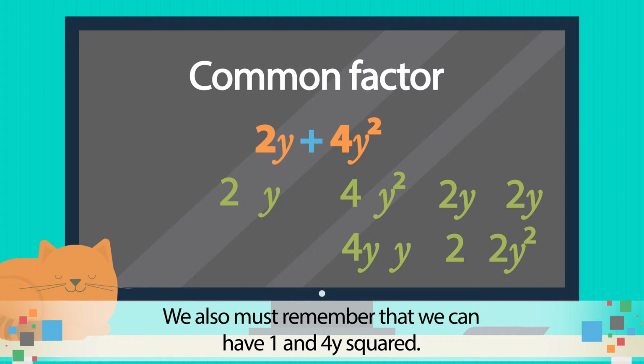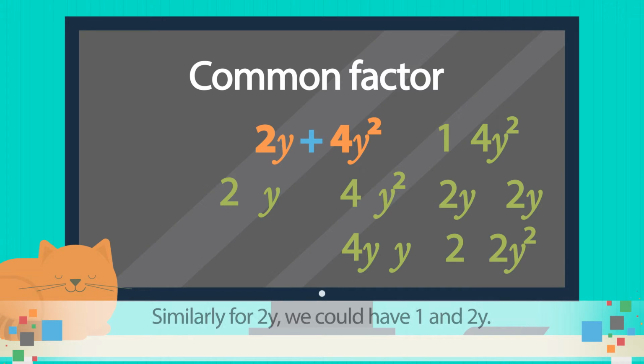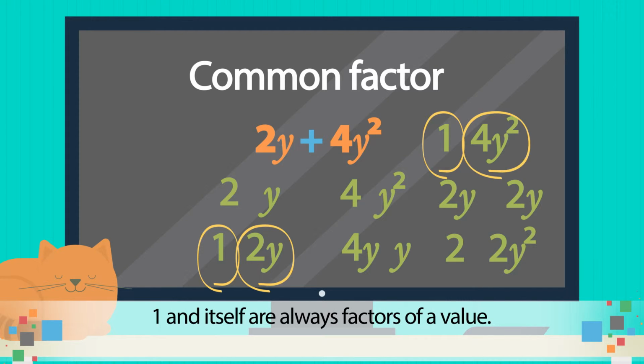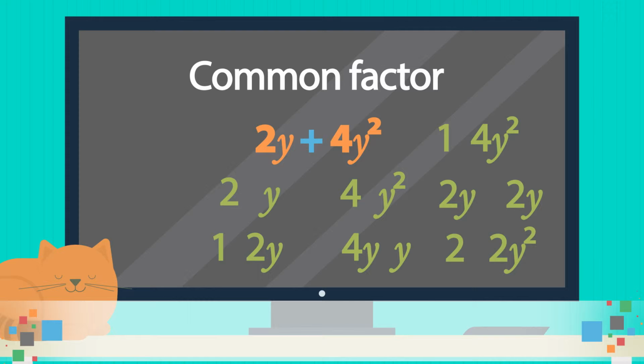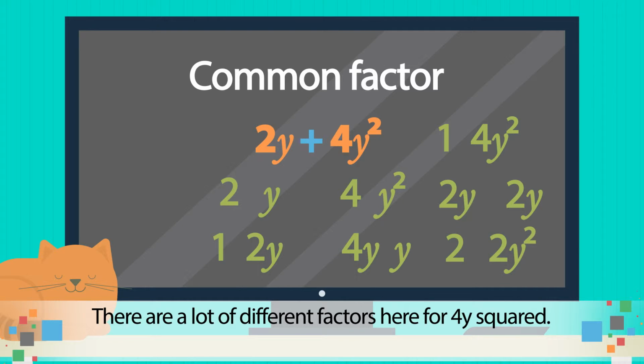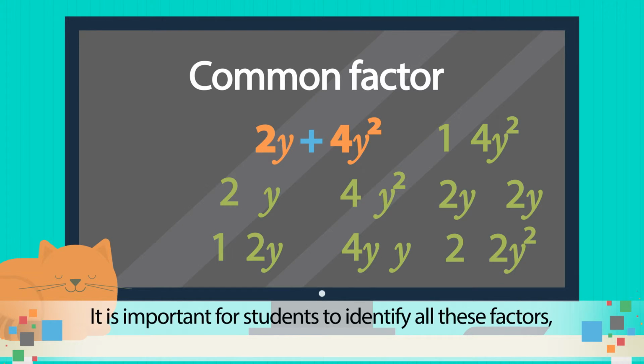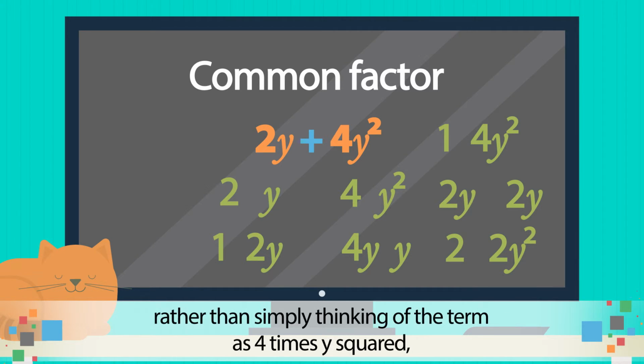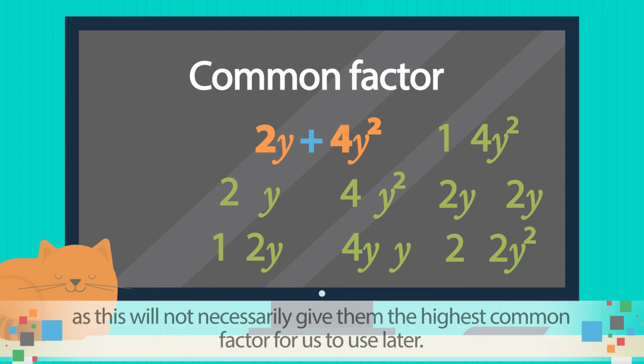We also must remember that we can have 1 and 4y squared. Similarly, for 2y, we could have 1 and 2y. 1 and itself are always factors of a value. There are a lot of different factors here for 4y squared. It is important for students to identify all these factors, rather than simply thinking of the term as 4 times y squared, as this will not necessarily give them the highest common factor for us to use later.